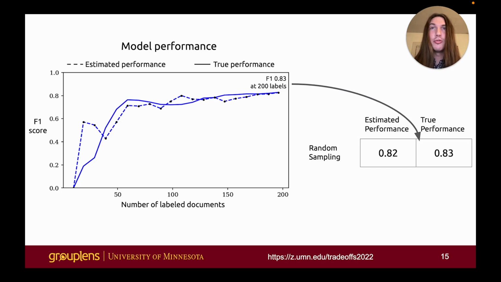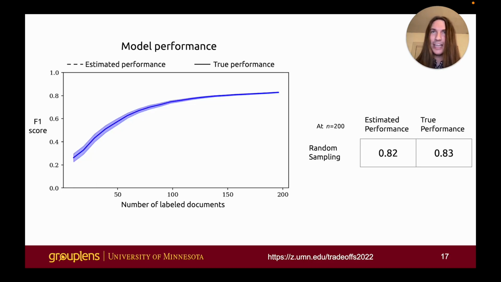I've added the true generalization performance as a solid blue line, and it looks like the model achieved a true performance of 0.83 after 200 labels, which is pretty close to our estimate. Now this example is from just one simulated run. We can compute 100 runs and take the mean to show the average run's true performance. That's what we're looking at now with 95% confidence intervals for the mean.